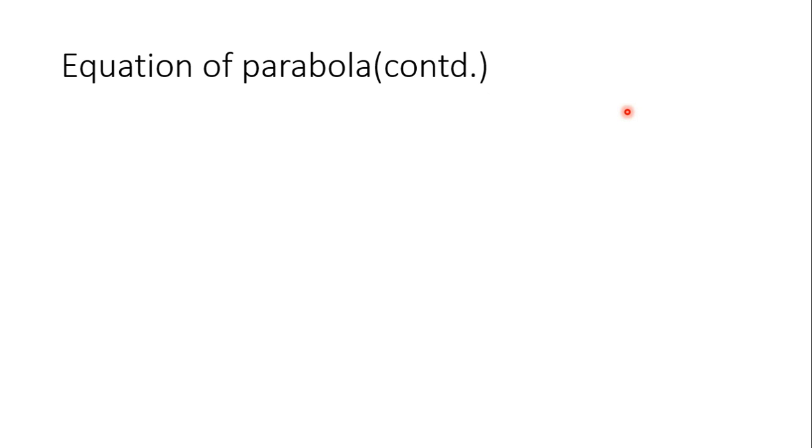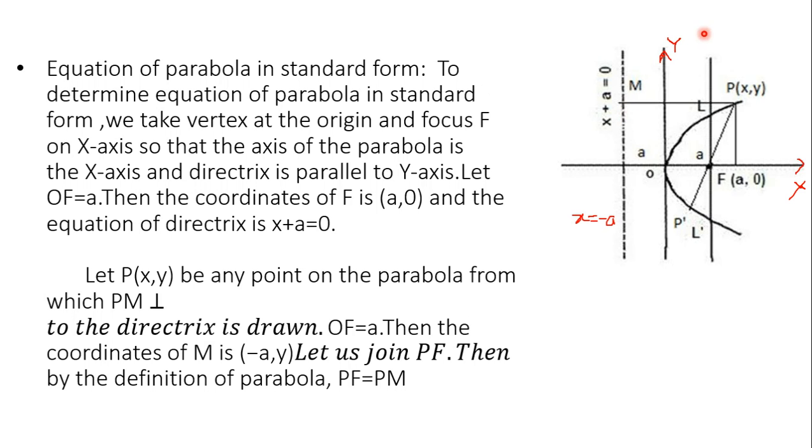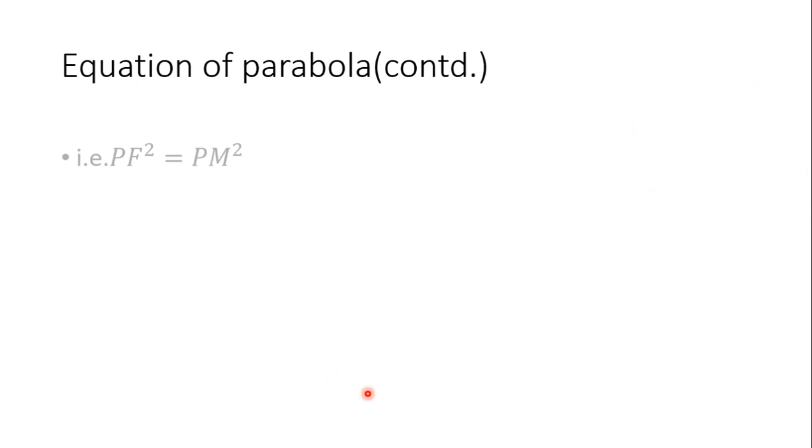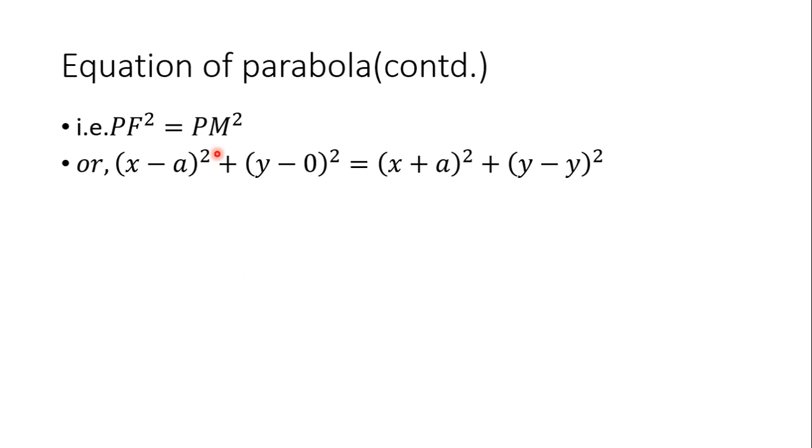In the previous slide I have written that PF and PM are equal, so if we square this, PF square equals PM square. Using the distance formula, PF square is the square of the distance, and the distance formula is d equals root over (x2 minus x1) square plus (y2 minus y1) square.